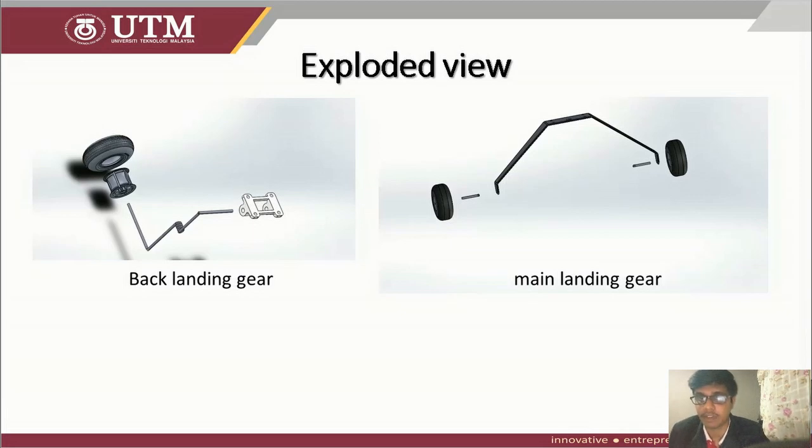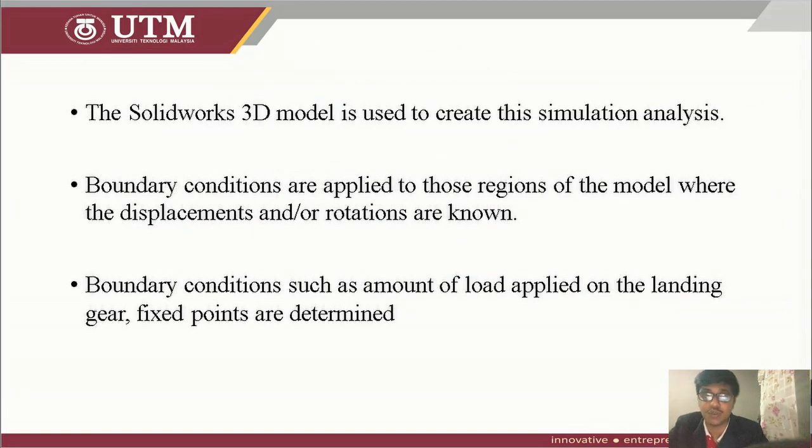What we use to analyze is a SolidWorks 3D model. This is used to create the simulation of the analysis by using certain boundary conditions, such as the fixed points. For the back landing gear, the fixed points will be used at the rim side, at the tire side. So the tire will be our fixed point, while the load will be applied on the top of it, where the connection between the strut and the fuselage is.